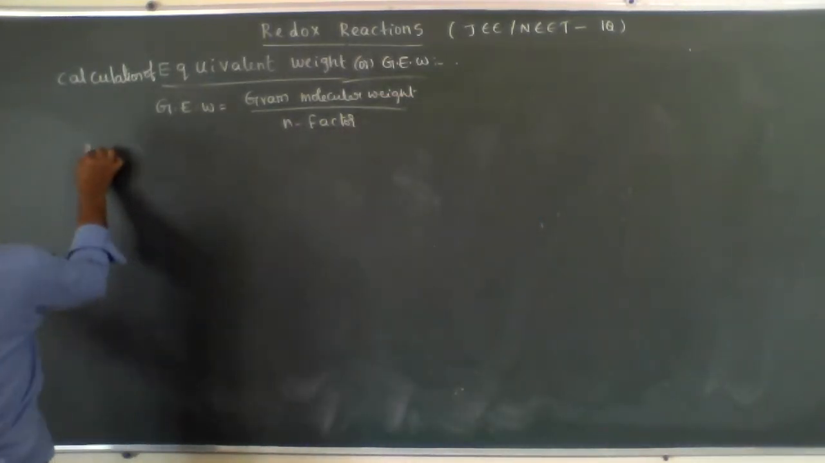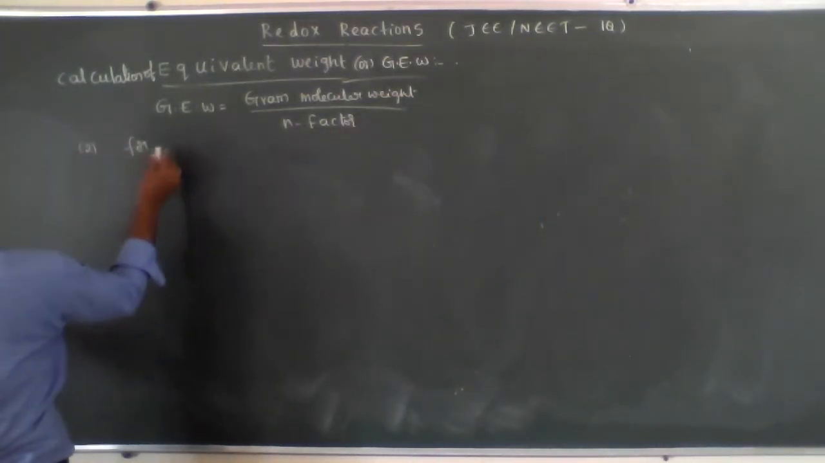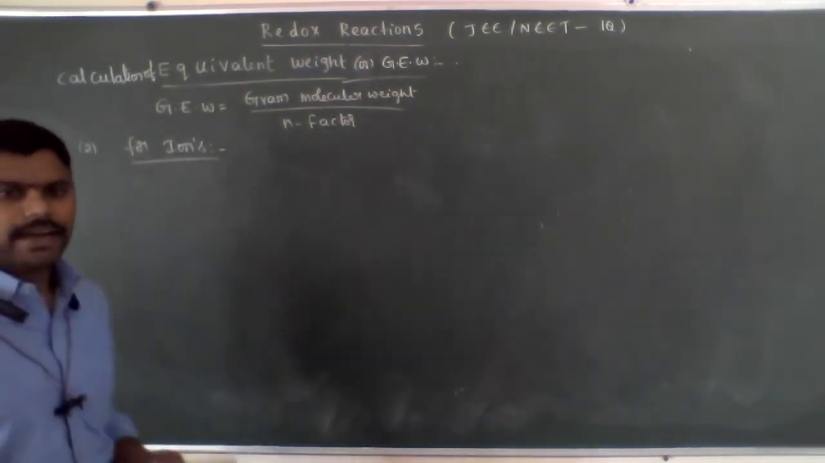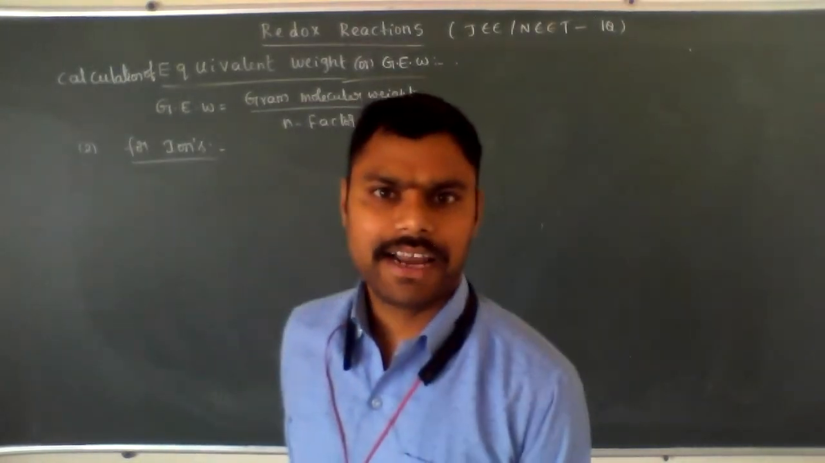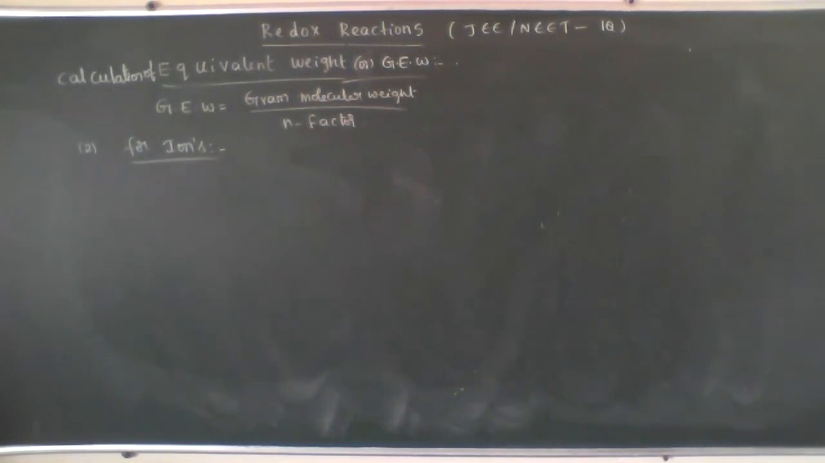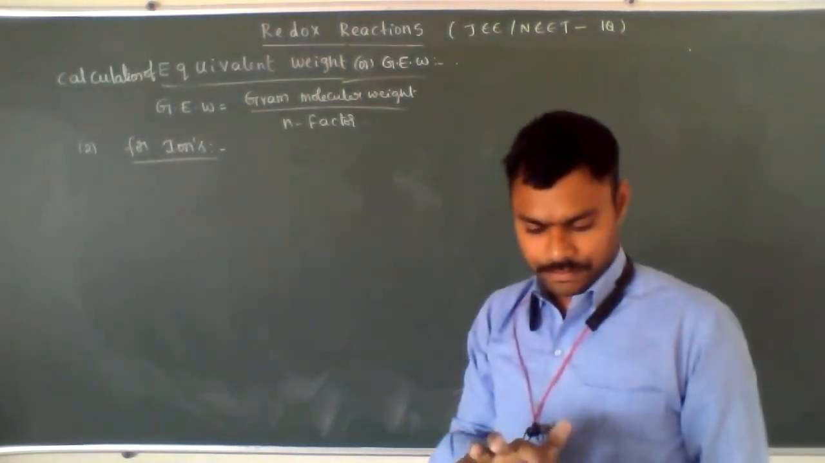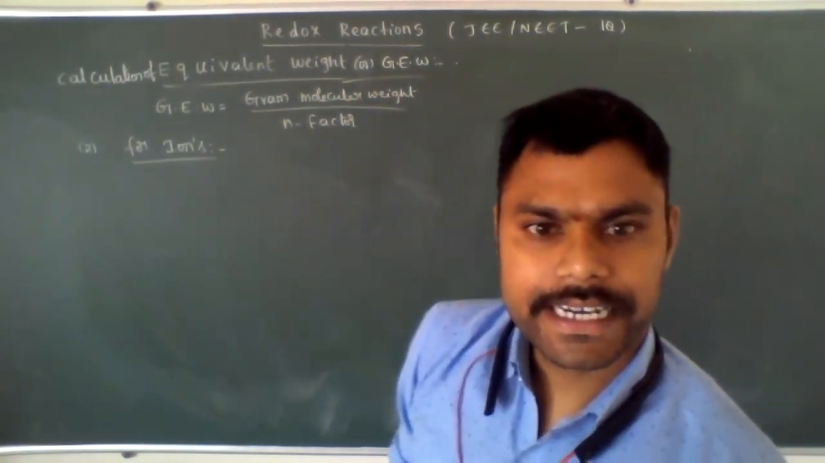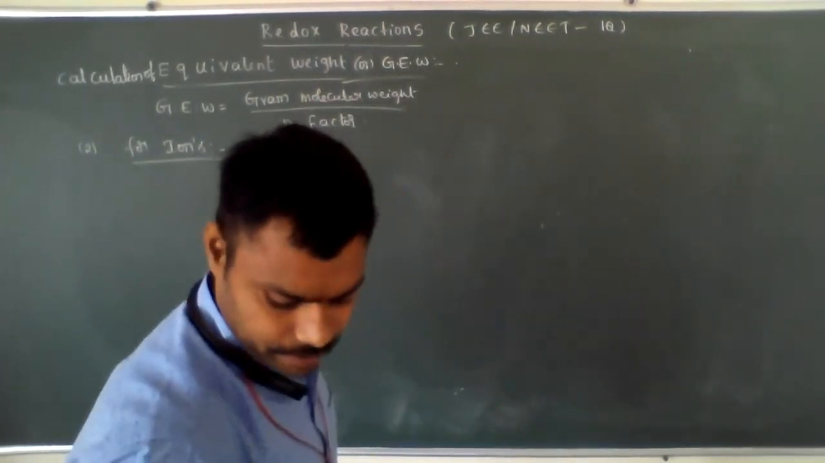Okay. Next, the second one, for ions. Ions means positive ions may be present as well as negative ions also may be present.